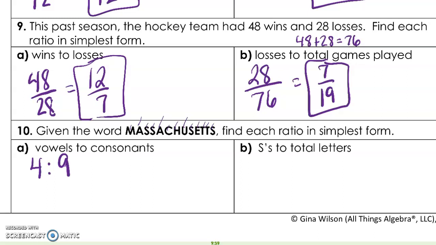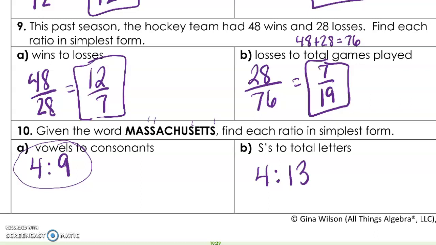All right, now we want the S's for part B. So we need to count the S's. 1, 2, 3, 4. To the total number. Now you could go back and count it, or you should know in this one we counted all the letters. So 4 plus 9 would give us 13. So nothing wrong with counting again, but if you go back to part A, 4 and 9 was all the total letters, so there was 13 total letters.